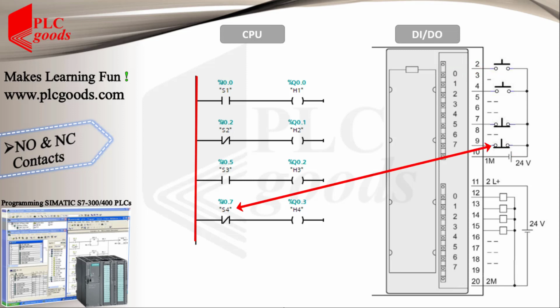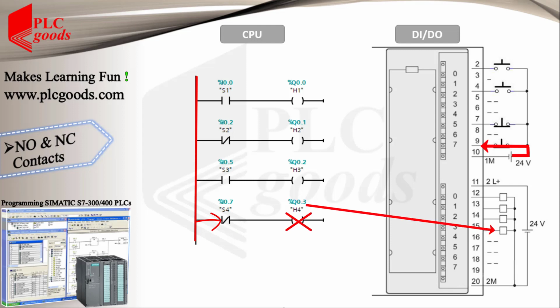Now let me explain the last line, which uses a normally closed push button and a normally closed contact. In normal conditions, the 24 volts reaches the last digital input terminal. So the CPU changes the state of this contact from closed to open. So the virtual power can't enable the digital output, and like the first line, this output will be off in normal conditions.